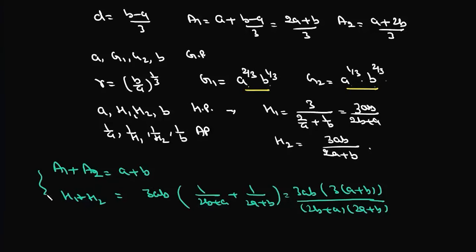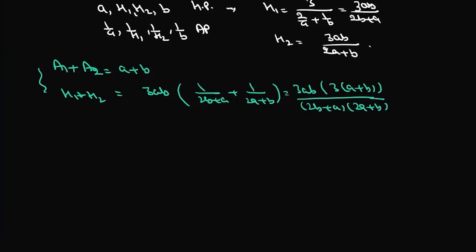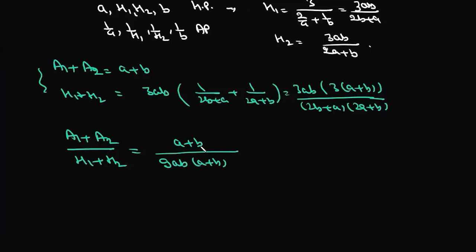Now if we divide them, we can write A1 plus A2 upon h1 plus h2. There will be a plus b upon 9ab a plus b into a plus 2b into b plus 2a. Now this a plus b will cancel, and this is what we need to prove in this question.